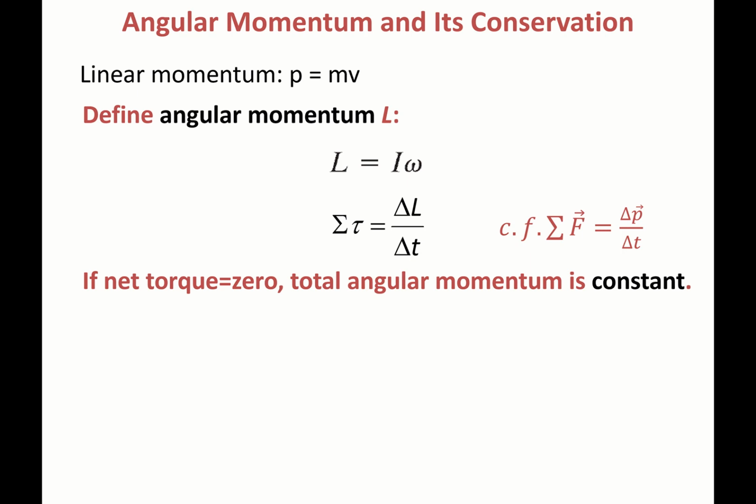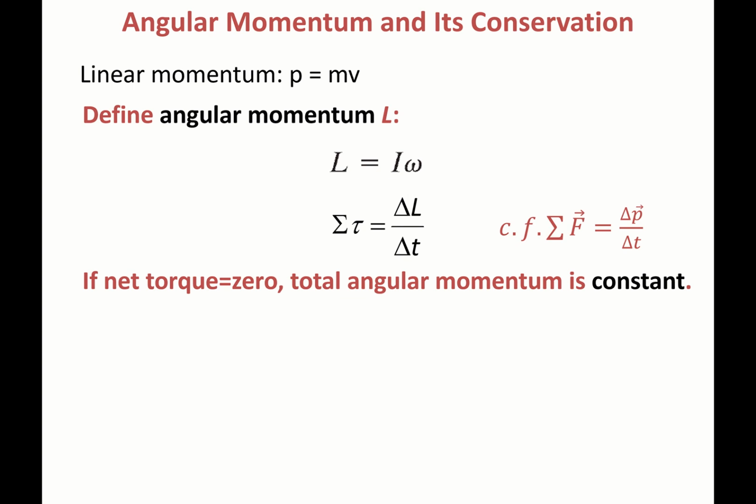So the problem that you're going to do for this quest is to look at angular momentum and its conservation. So remember, linear momentum was mass times velocity, and angular momentum we're going to use the symbol L for. If I look at the rotational equivalent of m, it's I. If I look at the rotational equivalent of v, it's omega. So the angular momentum, instead of being m times v, is I times omega.